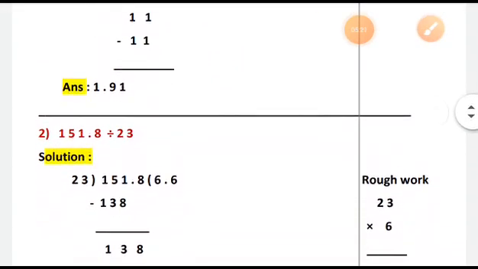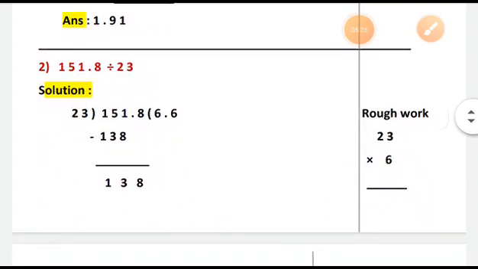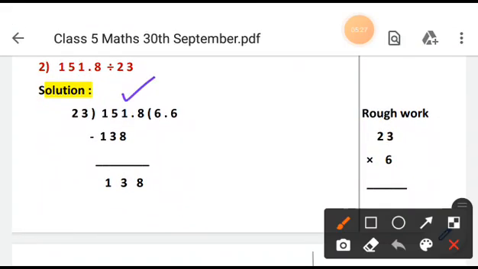Next, question number 2. 151.8 divided by 23. So here again you are writing 151.8. Here this is 23. So at first only we will have to consider the 3 digits. So you are writing 23 into 6, that is 138. Then after subtracting you are getting the remainder as 13.